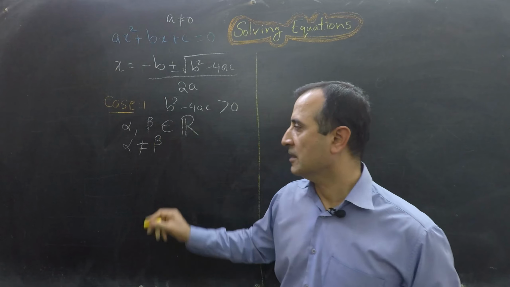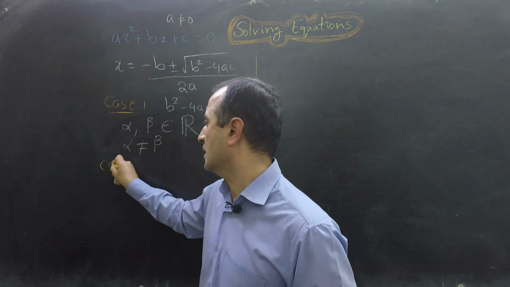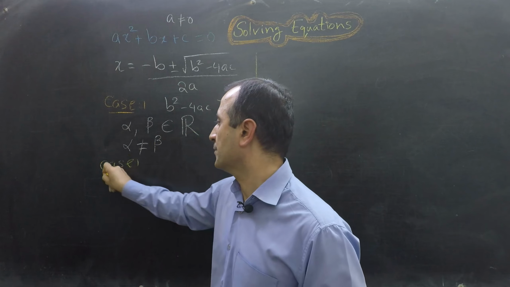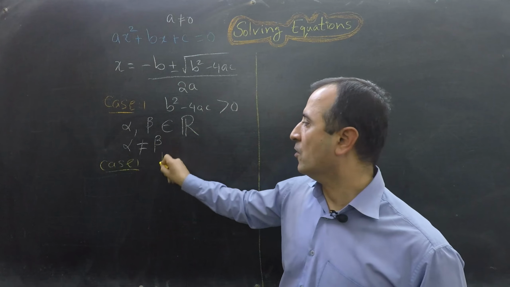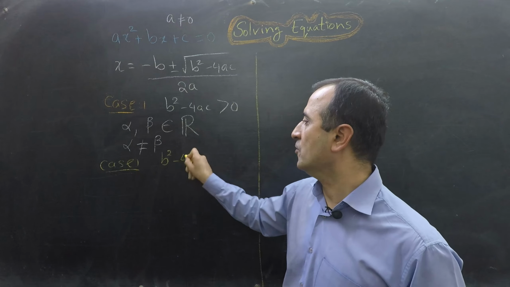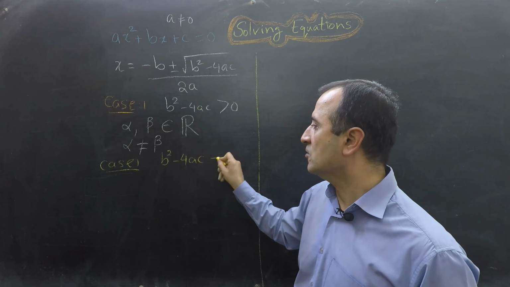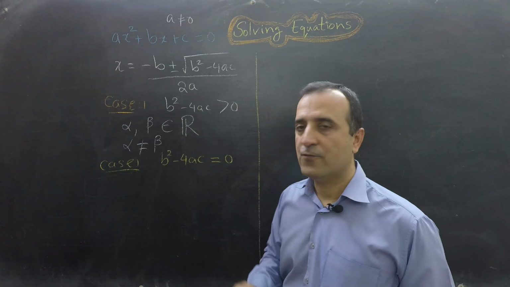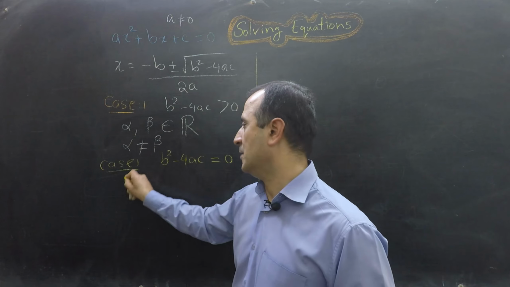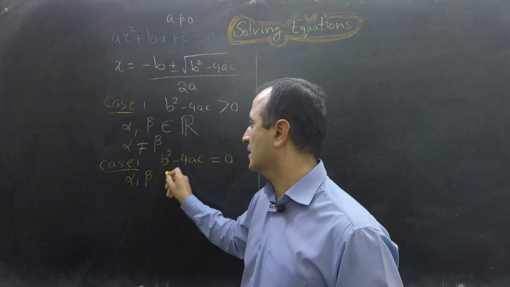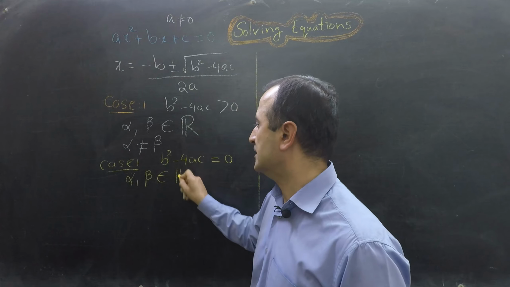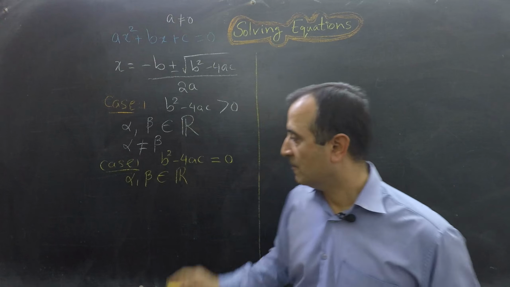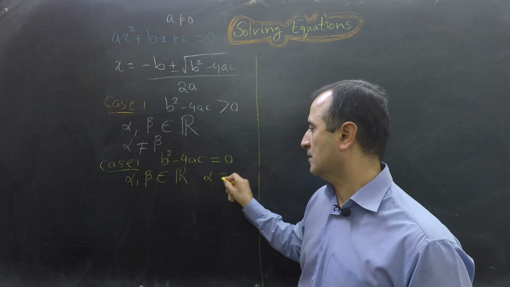Now let's see case number 2. In case number 2, my value of b square minus 4ac is equal to 0. In this case, I will have two real roots, alpha and beta, but they will not be distinct. That means alpha will be equal to beta. They will be the same.